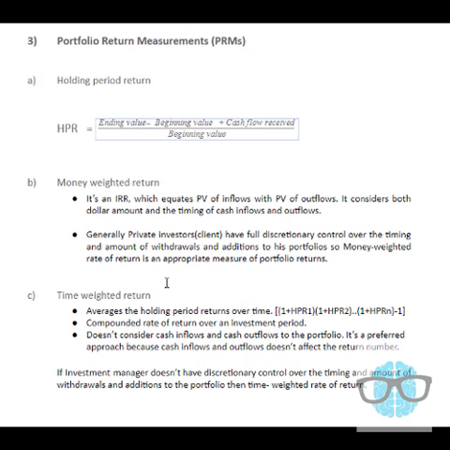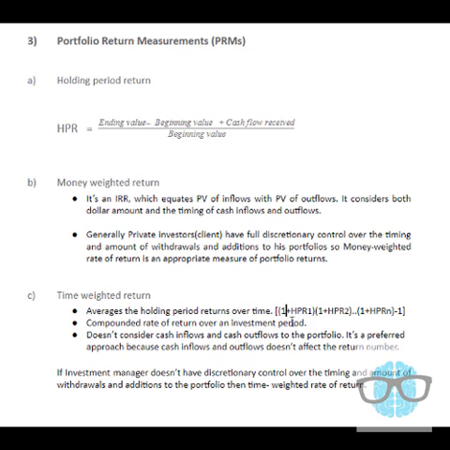Time weighted return we also talked about earlier. Basically it's HPR, which we compute at multiple intervals, at multiple periods over time. So whenever there is a big inflow in the portfolio, and when there is a big outflow in the portfolio, we compute the HPR for that period. So it's kind of averaging out the HPR, holding period return, over the period.